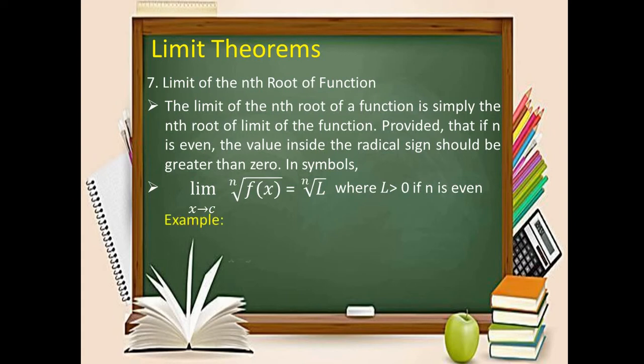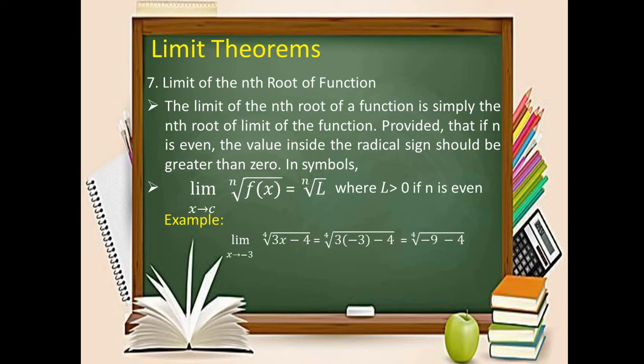For example, the limit of the 4th root of (3x + 7) as x approaches 3 equals, so we are going to substitute 3 for x. So we have the 4th root of (3 times 3 + 7) equals the 4th root of (9 + 7). If we simplify further, we have the 4th root of 16, and it will give us a final answer of 2.